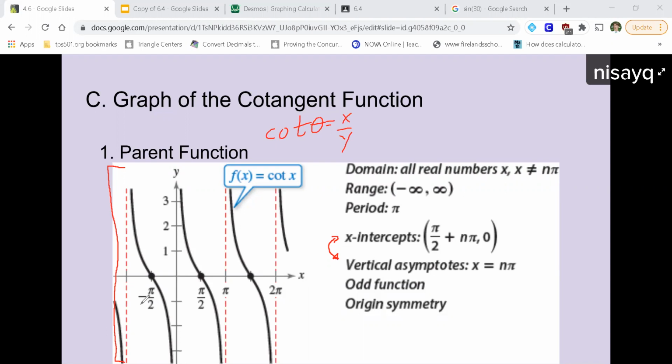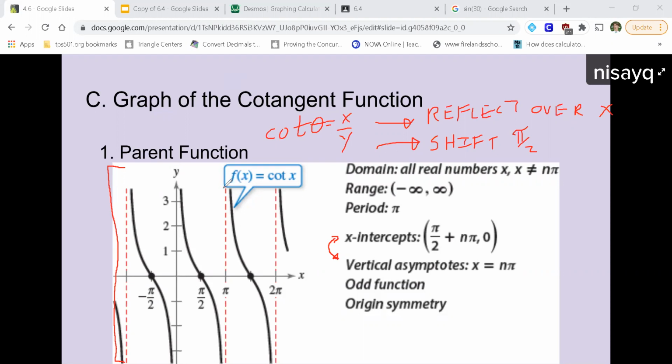So functionally, what that does is two things. It reflects your tangent curve over the x-axis, and it shifts it to the left or right, to be honest, by pi over 2. So if you look, this is the same as our tangent curve, but flipped over the x-axis and shifted to the right, pi over 2, or to the left, pi over 2.